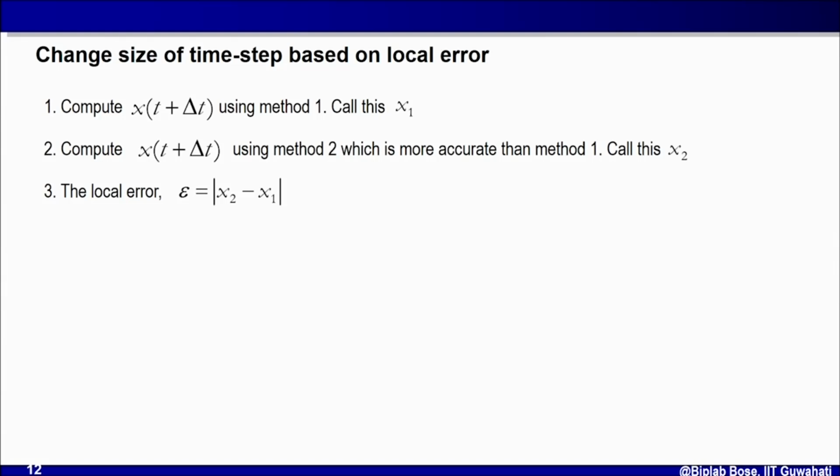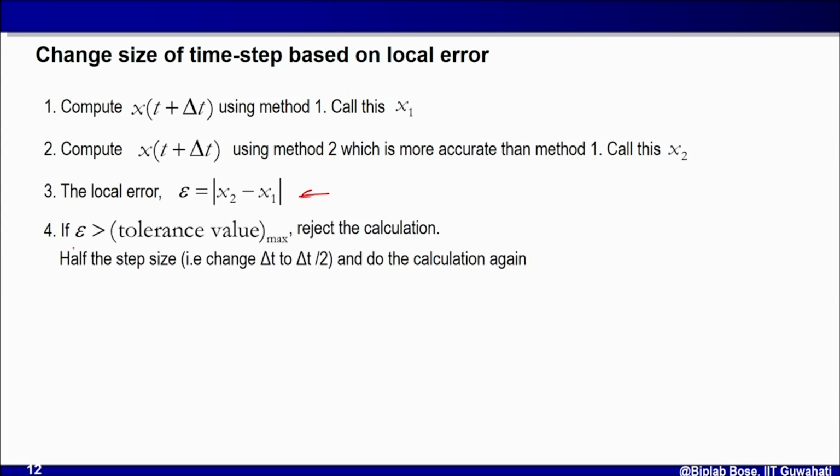So I have computed the error, and then I use a logic. If this error is bigger than the maximum value of tolerance, that means the error is bigger than the tolerance error I will accept, I reject the calculation. I say this delta t is not good enough, and I reduce delta t to half of it, delta t by 2, and I go back again to step 1 and do the whole computation by method 1 and method 2 and calculate the error again.